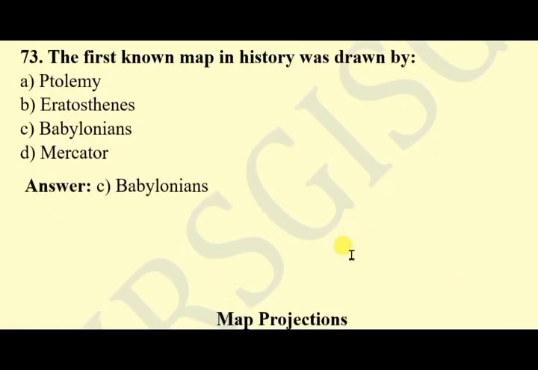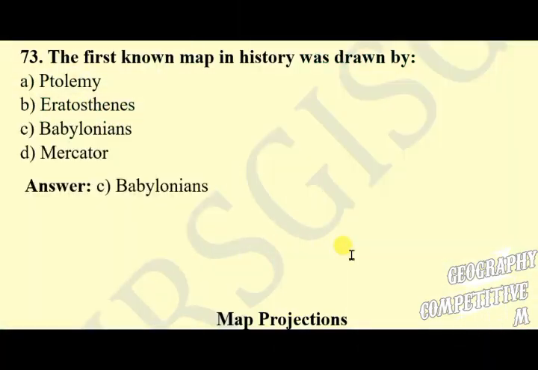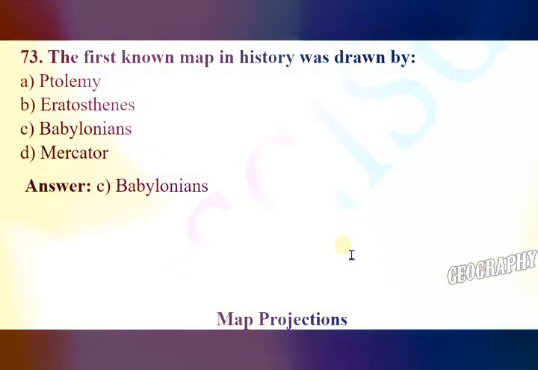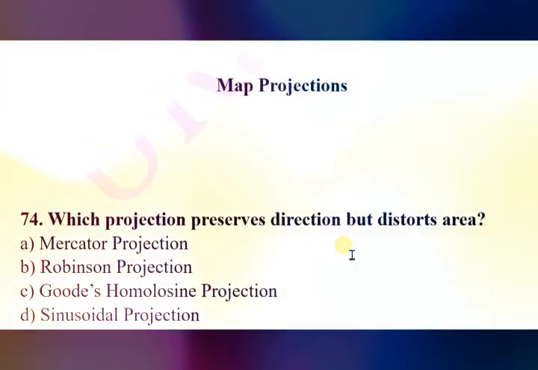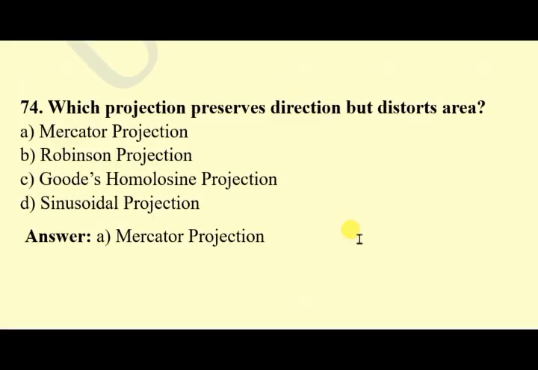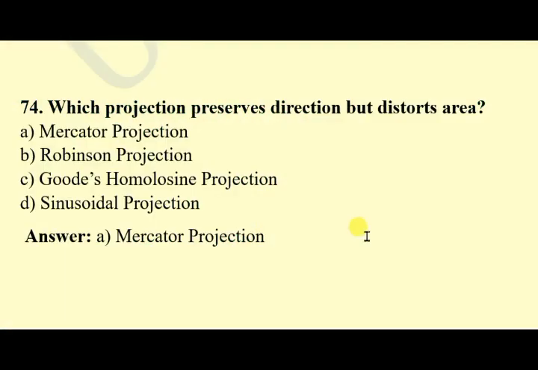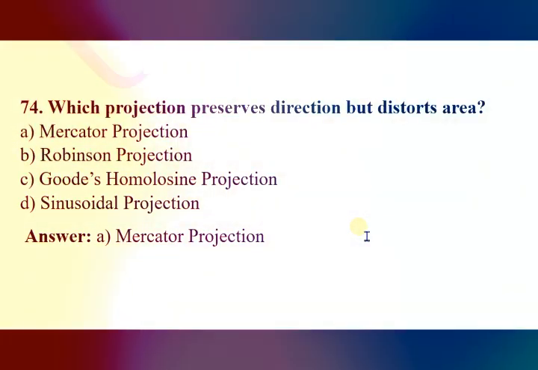Question number 73. The first known map in history was drawn by Ptolemy, Eratosthenes, Babylonians, Mercator. Here the right answer will be Babylonians. The first known map in history was drawn by Babylonians. Question number 74. Which projection preserves direction but distorts area? Mercator projection, Robinson projection, Goode's homolosine projection, sinusoidal projection. Here the right answer will be Mercator projection. Here the direction is preserved well but area is distorted.